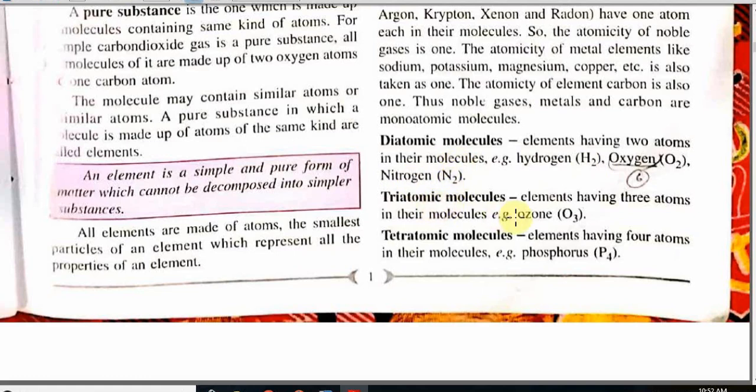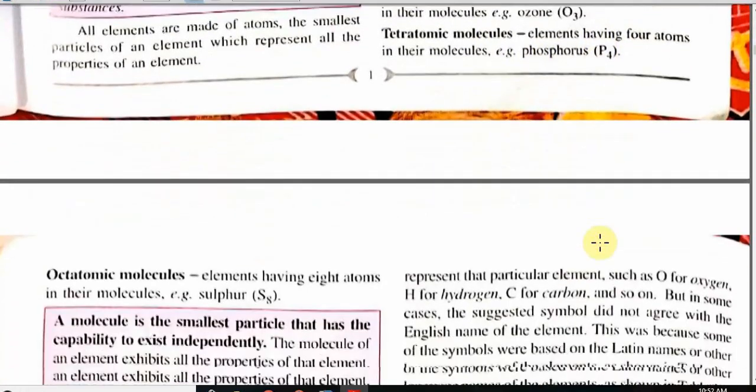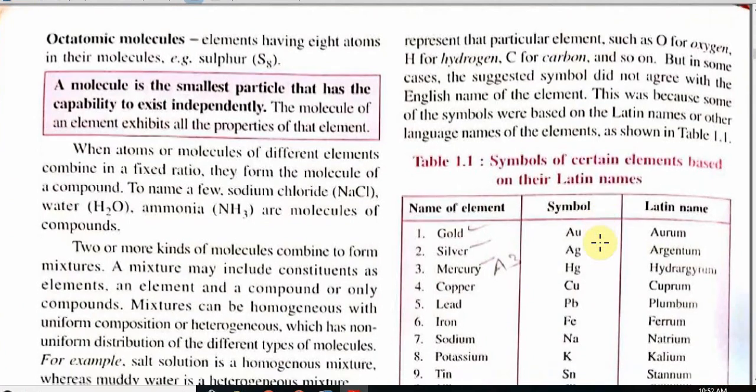Similarly, triatomic molecules have three atoms, like this is ozone. Three oxygen atoms forming ozone. Tetraatomic molecule, phosphorus, P4. It means four phosphorus atoms making one phosphorus molecule. Now there are octaatomic molecules. Sulfur, that is S8. It means 8 atoms of sulfur make one molecule of sulfur. What is a molecule? Molecule is the smallest particle having independent existence.